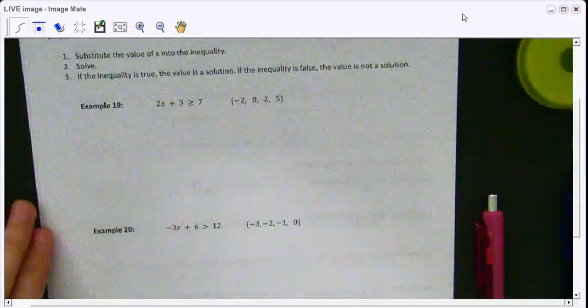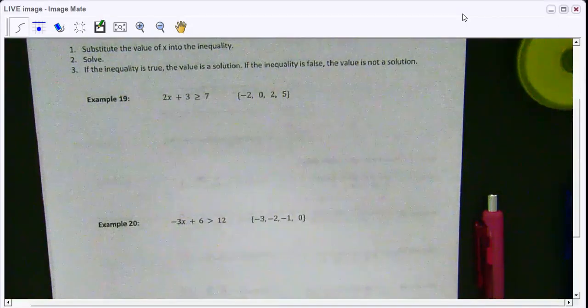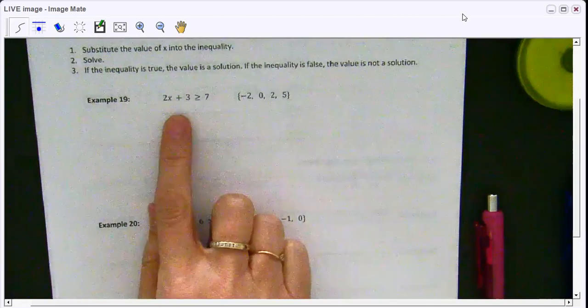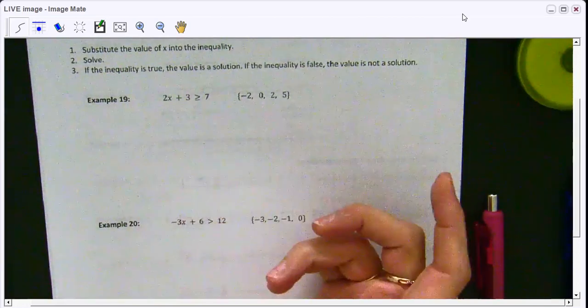All right, on page 4, you're given an inequality. Well, I can't say equation because it's not an equation. They want to know if the values -2, 0, 2, or 5 are a solution to the inequality. There are 2 ways you could do this. You can plug the numbers into this inequality to see if it makes it true or false, or you could solve the inequality for x and do it that way.